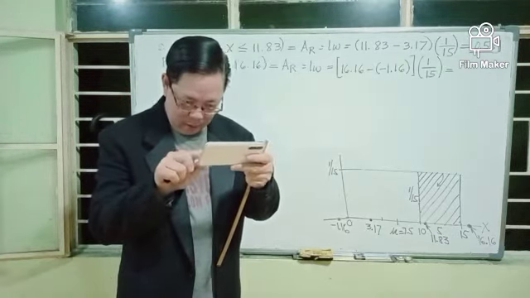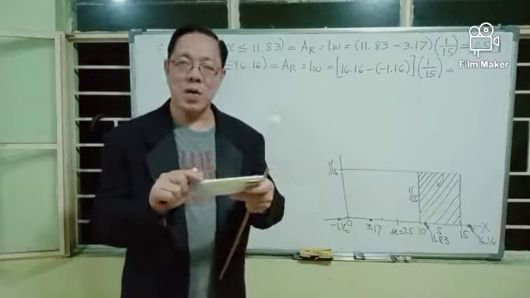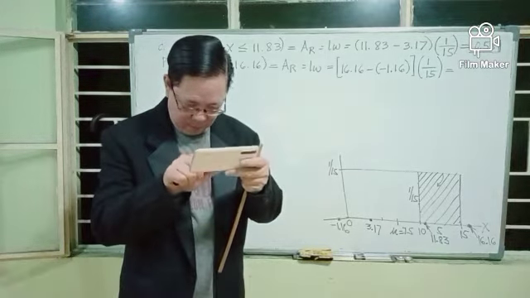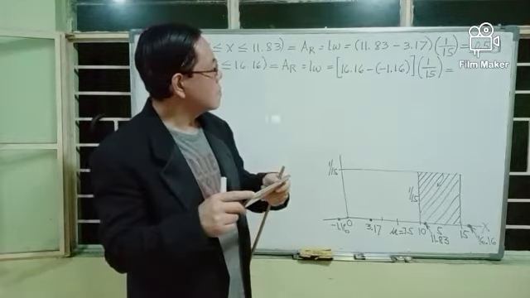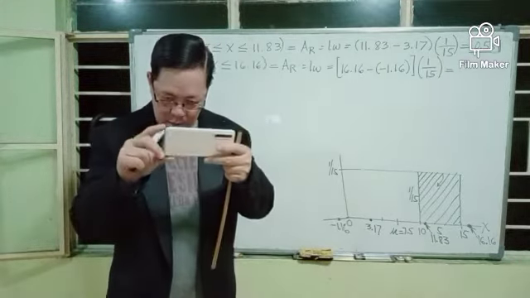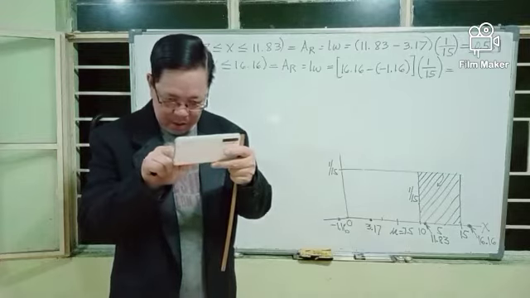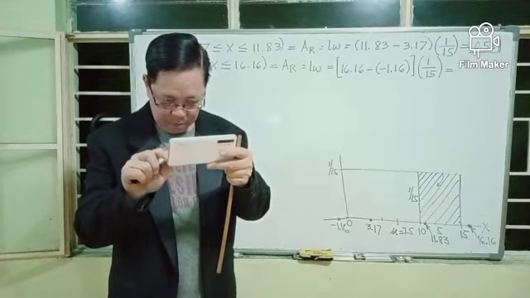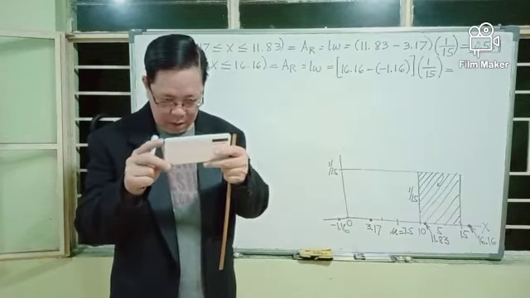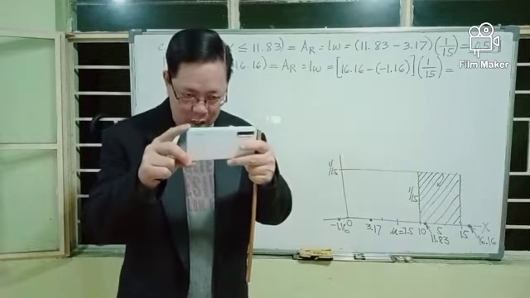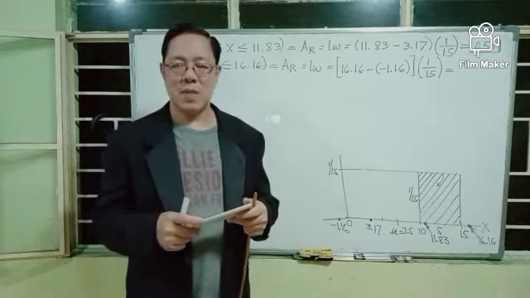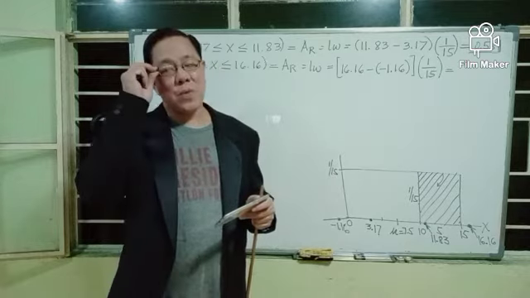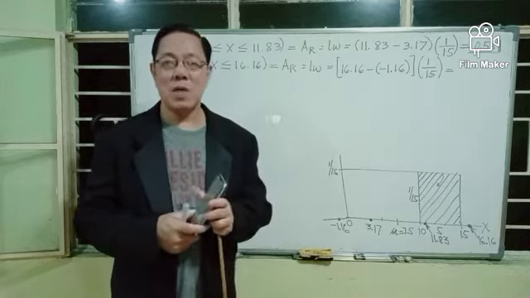16.16 plus 1.16, and we divide by 15. The answer is 1.15466 repeated. If we round this up to whole number, the answer would be 1.